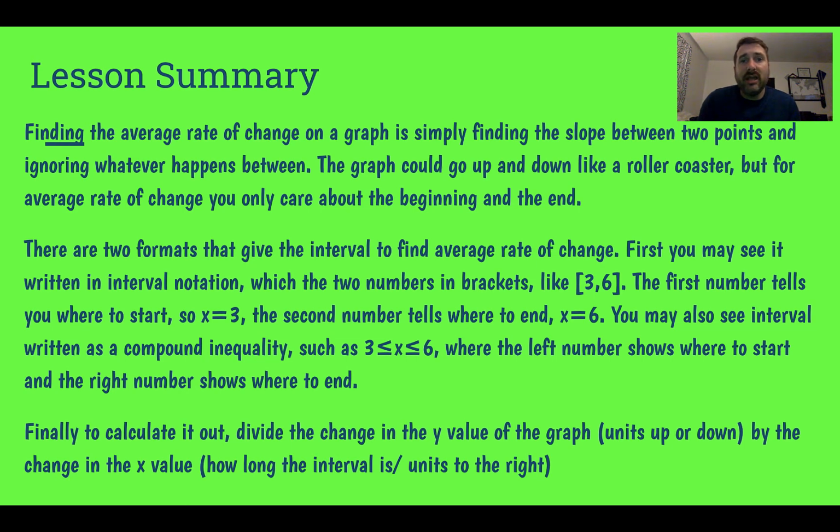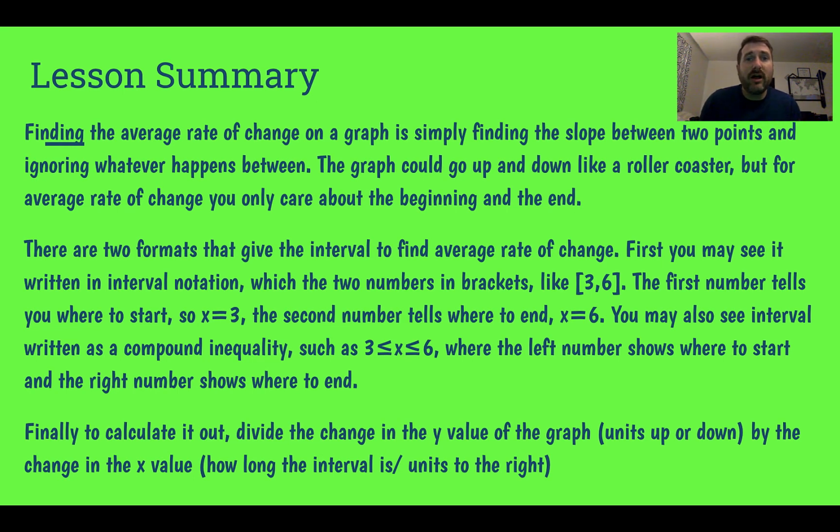Finally, to calculate out the average rate of change, you're just dividing. So how much did the y value change? How many did it go up or down? Divide that by how many did it go left and right, which is your change in your x. Okay, I always go to the right. That way my bottom number is always positive, but that is just my preference.